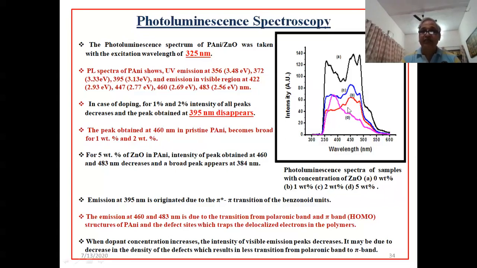And at 1 and 2 degree B and C curve for 1 and 2% intensity of all peaks decreases, and the peak obtained at 395 nanometer disappears, and the peak at 460 of pristine polyaniline becomes broad for 1% and 2%.